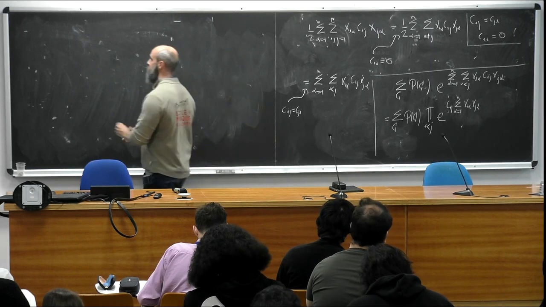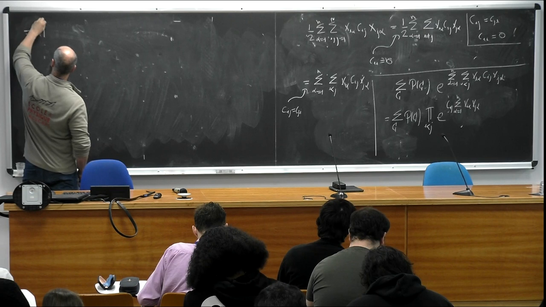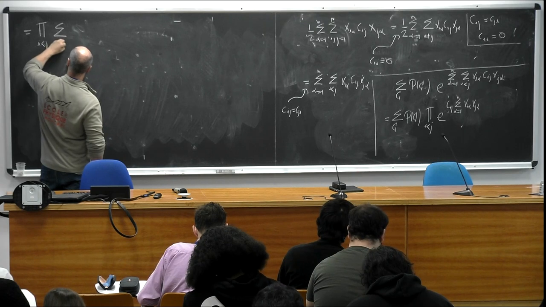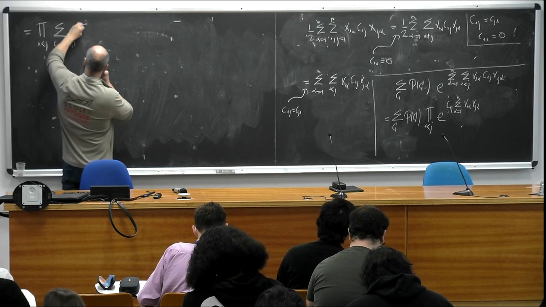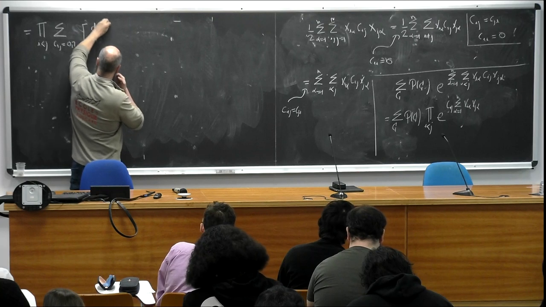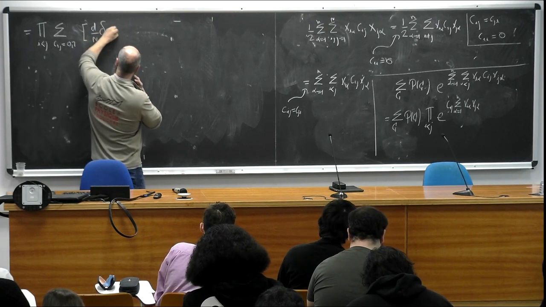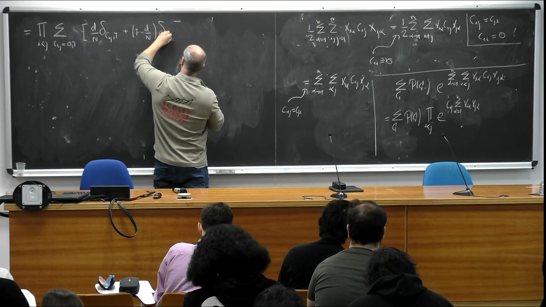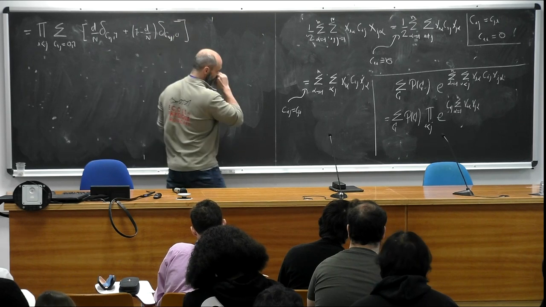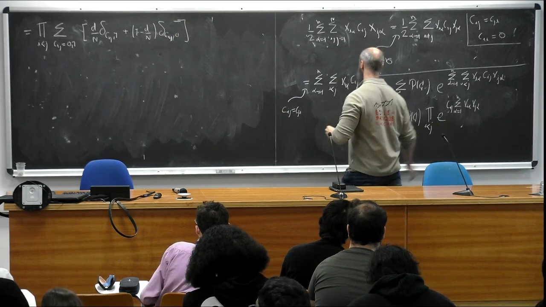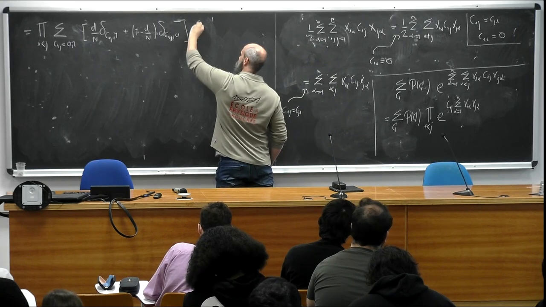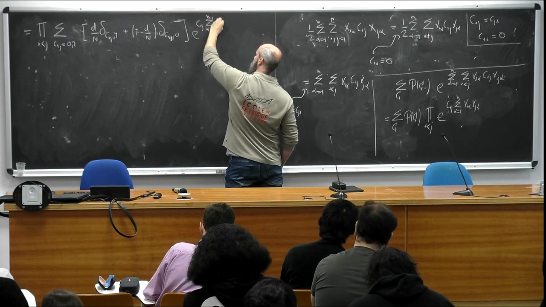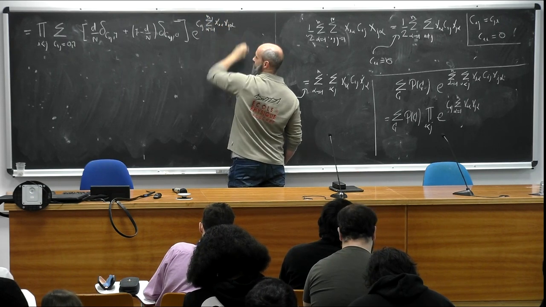So I continue here. So this is equal to the product for i smaller than j, the sum over Cij, which takes values either 0 or 1, of d divided by n, Kronecker delta Cij 1, plus 1 minus d divided by n, Kronecker delta Cij 0, of this exponential, right? Exponential of Cij, the sum for alpha from 1 to n replicas of xi alpha xj alpha.